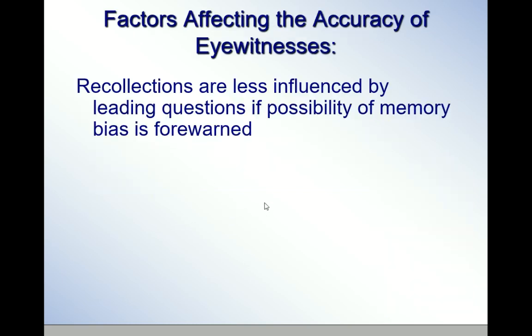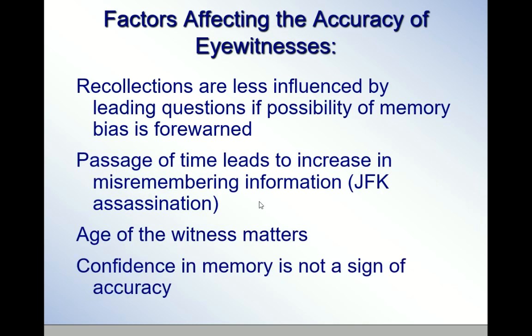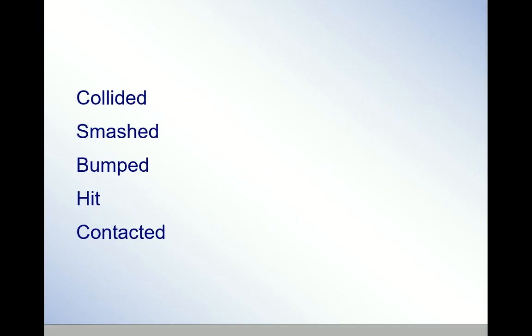Okay, so memory scientists asked a bunch of people how fast were the cars going when they collided with each other. And then they asked other people how fast were the cars going when they smashed into each other. Then they asked other people how fast were the cars going when they bumped into each other, hit each other, contacted each other. And it turns out that the wording of the question affected people's recall.